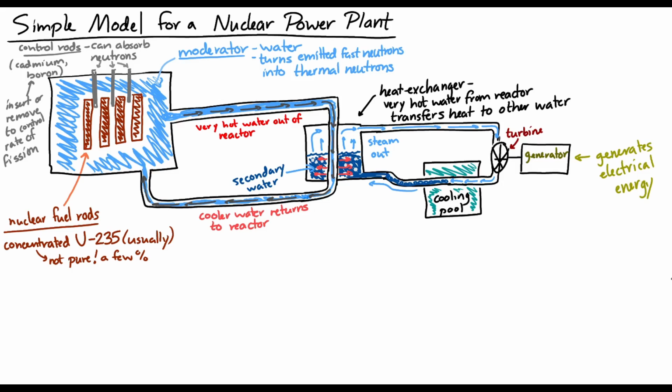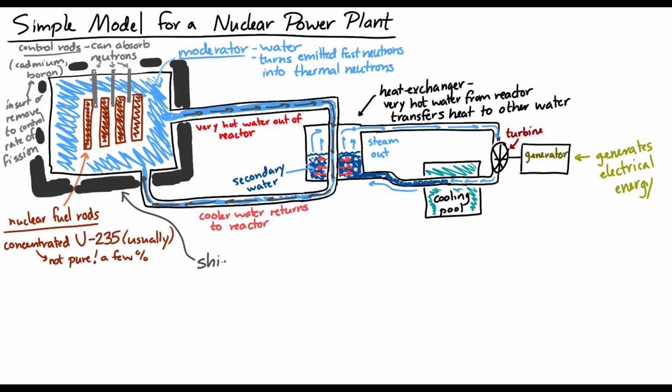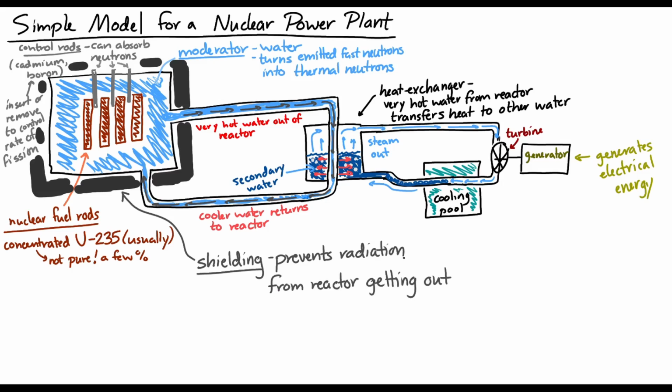The last thing I'm going to add to this diagram is shielding. The reactor is shielded in some way by concrete or lead or iron or some material which prevents radiation from the reactor from getting out into the world. Notice that the water that is in the reactor never leaves the reactor. It is in a closed loop.